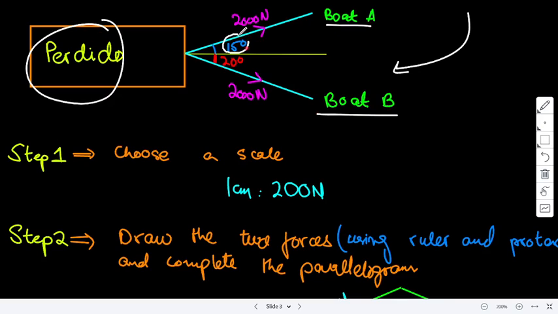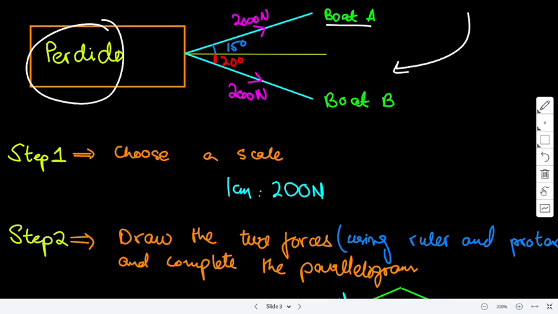Let's say the angle of boat A with the horizontal, this is the horizontal line, is 15 degrees, and the angle of 2000 Newton with the horizontal line is 20 degrees. The horizontal line is directly at the center, or you can say it is at 90 degrees from the platform. It is basically a reference line from which you take the angles.